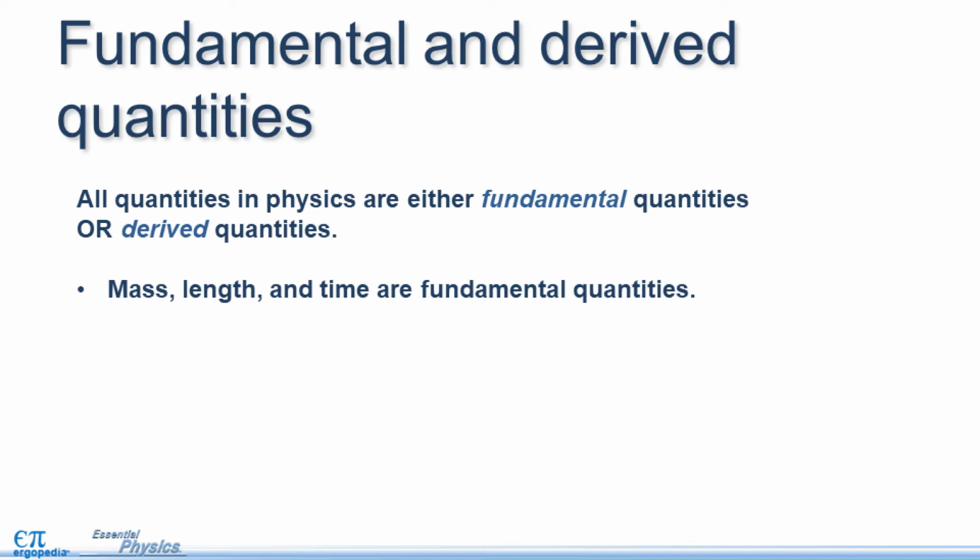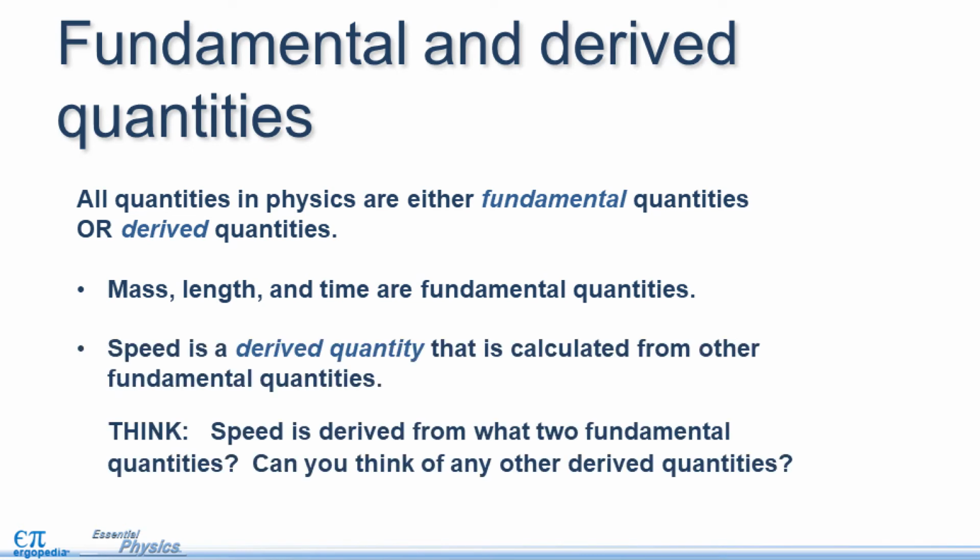Now let's talk about derived quantities. We've already spoken about the fundamental quantities. All quantities in physics are either going to be fundamental quantities or they're going to be derived quantities. Mass, length, and time are, remember, our fundamental quantities. Speed is a derived quantity that is calculated from other fundamental quantities. Speed is derived from what two fundamental quantities? Can you think of any other derived quantities?